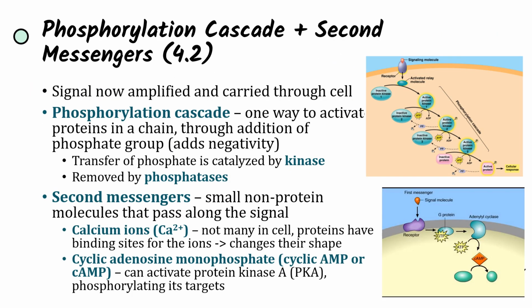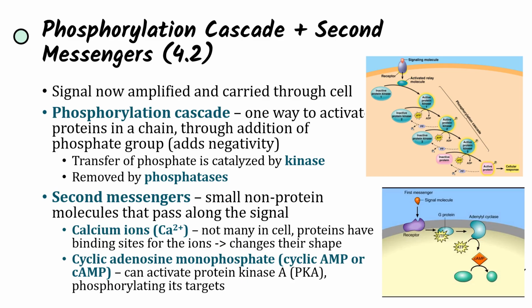Now, what actually is the transduction step of the pathway? How does the signal become transferred from the receptor all the way to creation of a cellular response or reaching the nucleus? And this is going to happen through amplification. That can happen generally one of two ways, or a combination of both. The first one is a phosphorylation cascade, and it is what it sounds like. There's going to be a cascade of phosphorylation, or the addition of phosphate groups.